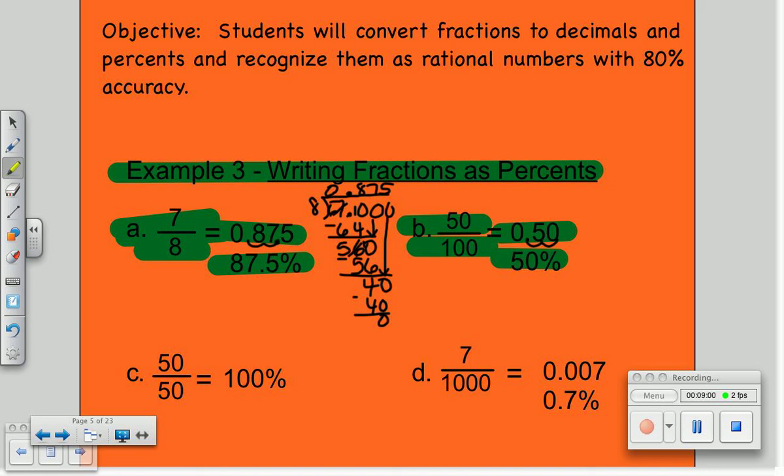Letter C, 50 out of 50, that's 100%. All of it. All of anything is 100%. 7 out of 1,000. As a decimal, 7 thousandths. Move the decimal 2 place values to the right. 1, 2. And we have 7/10%.